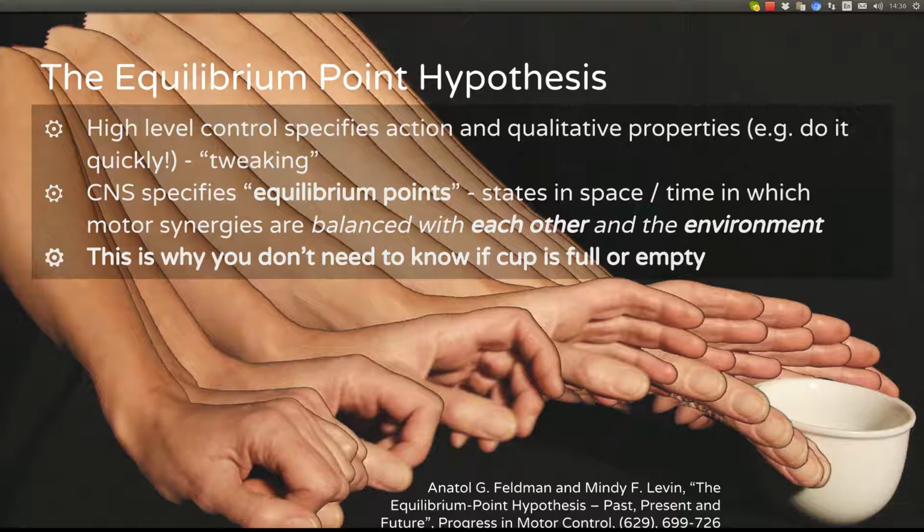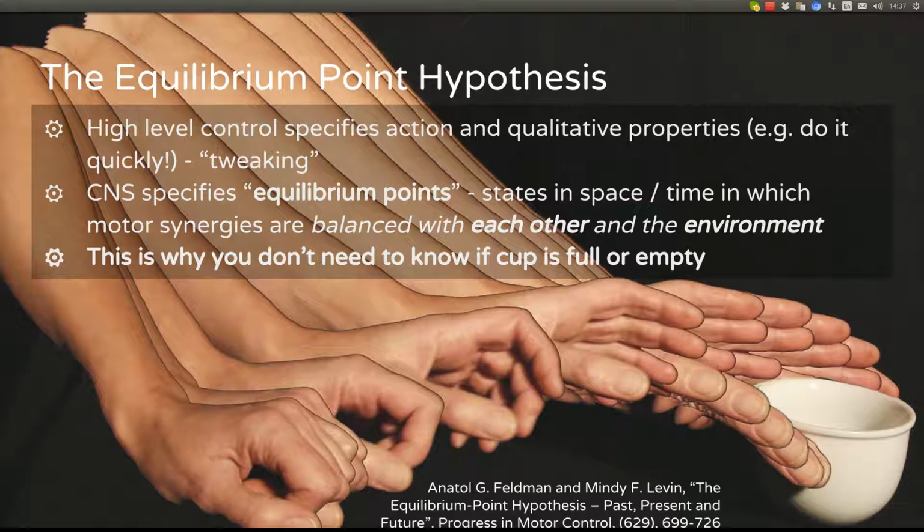So an equilibrium point might be the position in which my coffee cup is. So it might say, go and pick up that coffee cup over there. So equilibrium points are states in space and time in which the motor synergies, in other words, the different muscle group activations, are balanced with each other and the environment. So that basically means that once I pick up my coffee cup, there's going to be a point at which my hand needs to pass through, in which it's going to actually grab the cup.